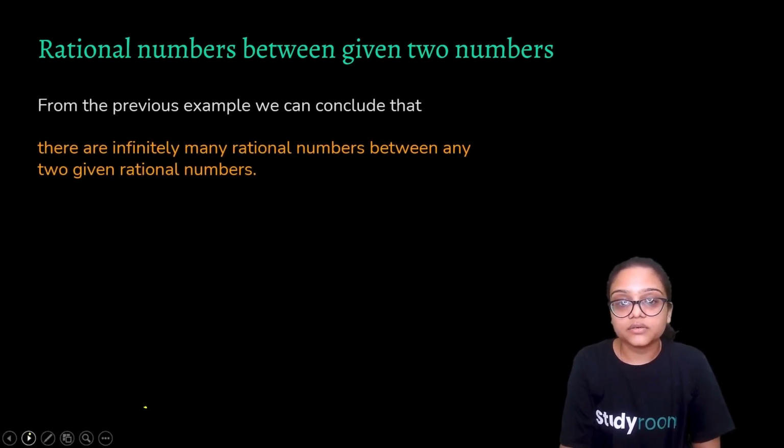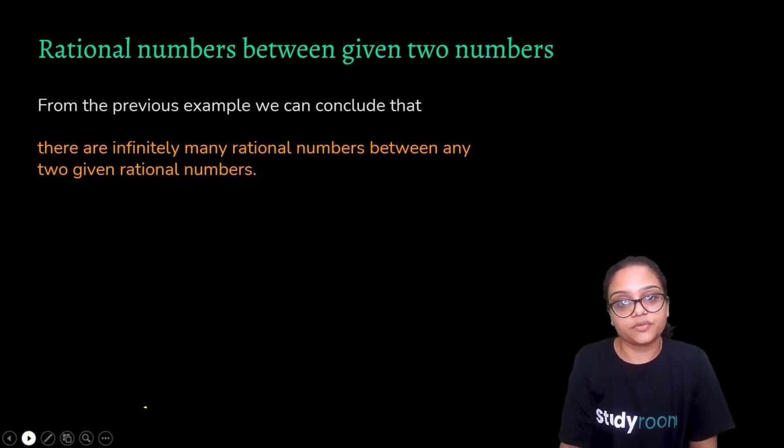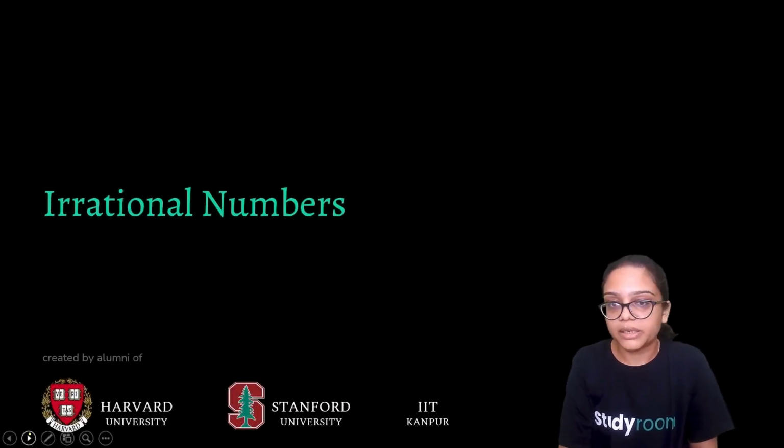Like from previous example it can be proved, right? We get multiple A and B, and for every A, B there will be a midpoint. Okay, and every rational number exists between 2 points. So there are infinitely many numbers.